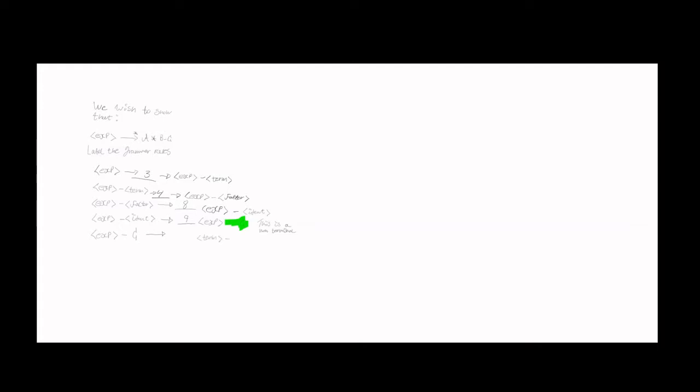So now we go to exp. Exp minus c, using rule number 1, that's term minus c. We get term minus c using rule number 5, that is term times factor minus c. Now we use rule number 8, that is term times ident minus c.